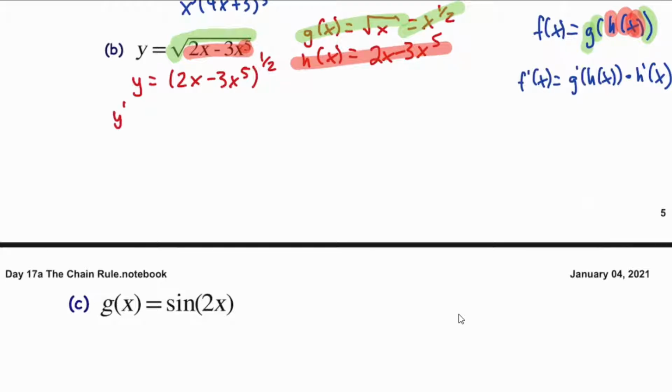So let's find our y prime. Let's find the derivative of my outer function. So half argument to the power of, I subtract 1 from my exponent, so my half becomes a negative half, and the inner term remains the same. Multiplied by the derivative of my inner term, which is going to be x minus 15x squared.